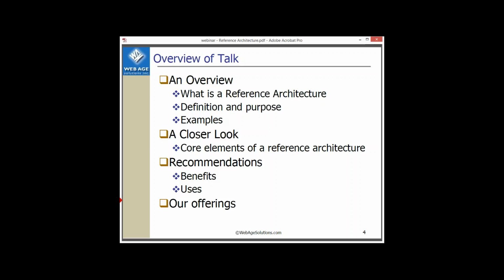A lot of people associate reference architecture with just models, but a complete reference architecture definition has a lot more information in it than just the models themselves. And then we'll get into the recommendations area, which is really just an extension, some suggestions about how to think about reference architecture and aspects that will help you get maximum use from the reference architecture work that you do. And then just a recap of our course offerings that elaborate on architectural aspects that include reference architecture.